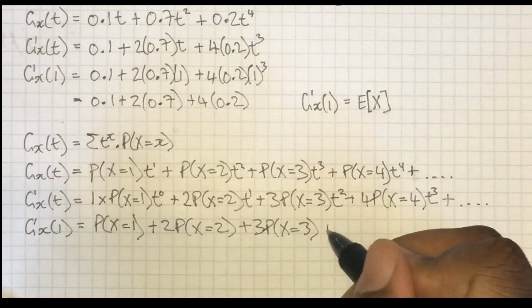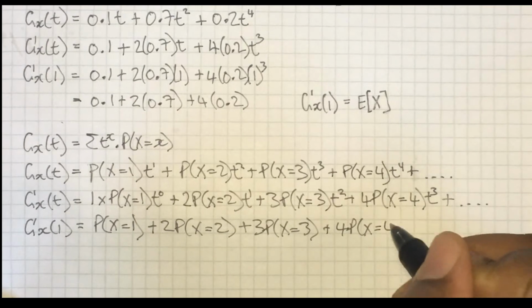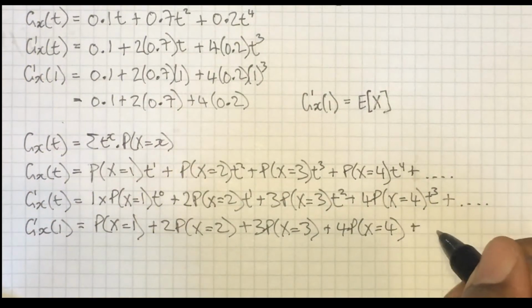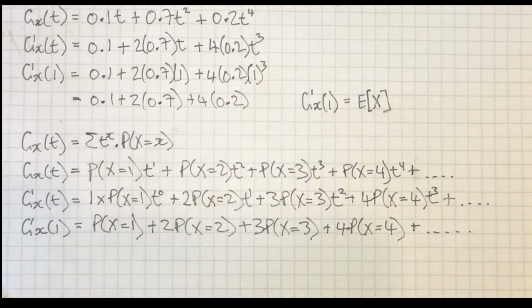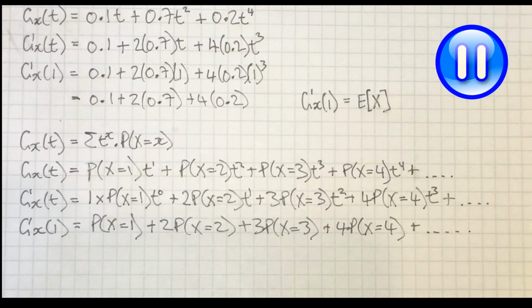So in a couple of ways here, I'll try to demonstrate or convince you that g dash of 1 equals the expectation of x.